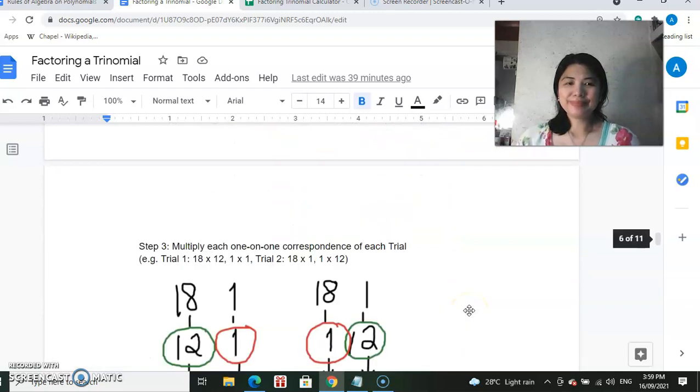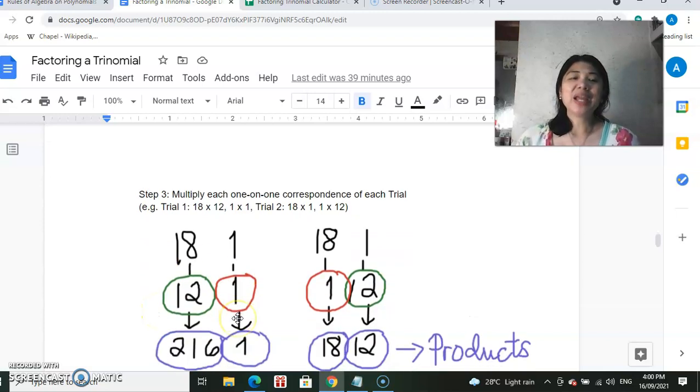Okay. Step 3, multiply. So we just did that a while ago, right? Multiply each one-on-one correspondence of each trial. So we have one-on-one correspondence pairs. So for trial 1, 18 and 12 is the one-on-one correspondence pair. So 18 times 12 is 216. And then we have also in the first trial, the 1 and 1, this correspondence pair here. 1 times 1 is 1.